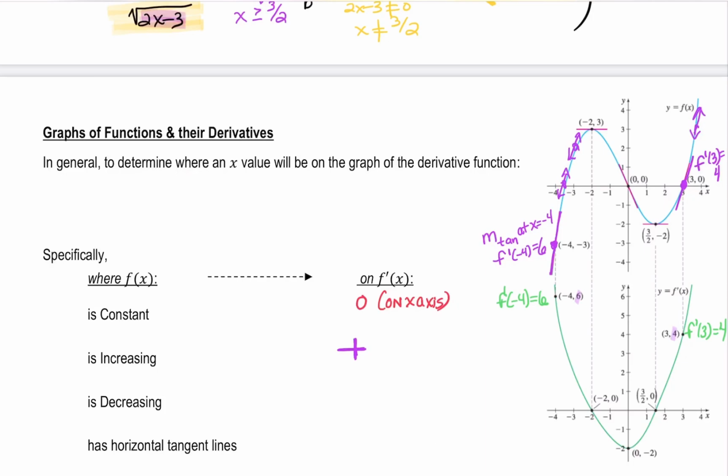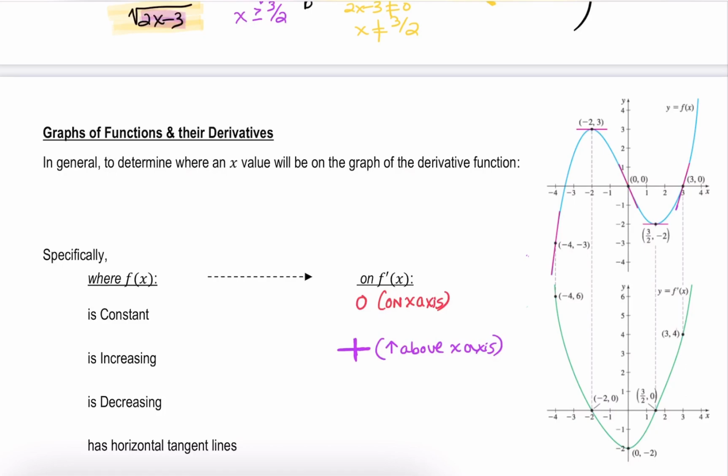Well, what does positive look like? That means on the graph, these regions are going to be above the x-axis. That's where positives live, above the x-axis. Okay, so again, I'm going to erase some of our earlier observations here, and let's summarize this one.